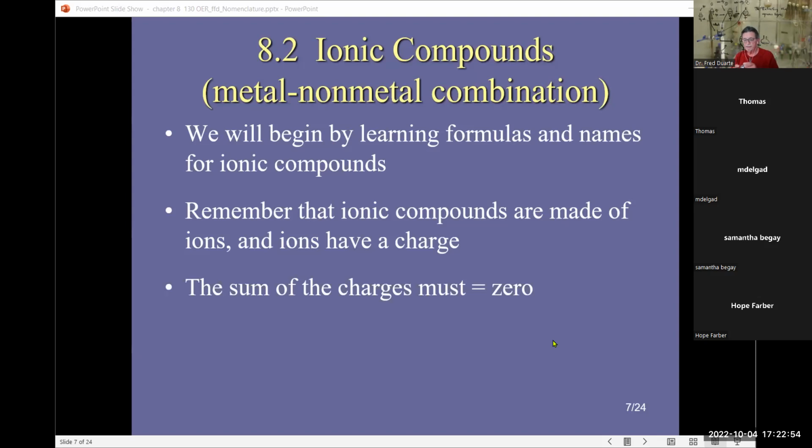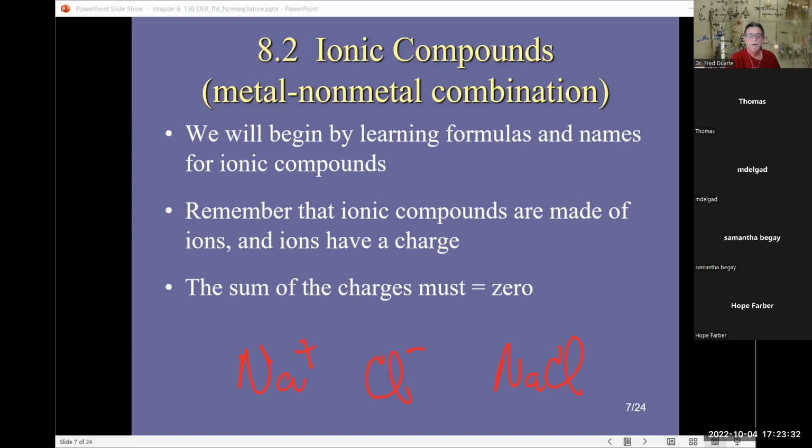Now, when we put them together, the number of cations and the number of anions that we utilize must equal 0. So if I have a +1 ion, then I need one -1 ion to put them together. Sodium chloride: sodium has a +1, the chloride has a -1, so 1 to 1. When I write the formula, I simply write them together. NaCl. That is the formula for sodium chloride.